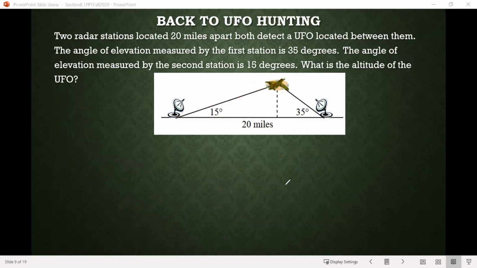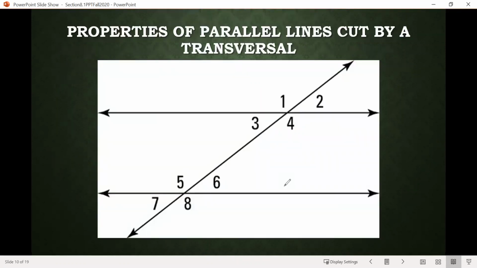One more thing that relates to this and might help on some of your homework problems is reviewing properties of parallel lines cut by a transversal. Here in this picture, you can probably tell that this line here is parallel to this one here. And then there is what we call a transversal going through them, basically a line that cuts through both. Notice when that line does that, it creates some angles: angle 1, 2, 3, 4, 5, 6, 7, and 8 here.